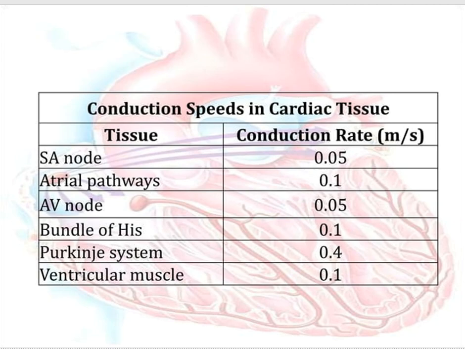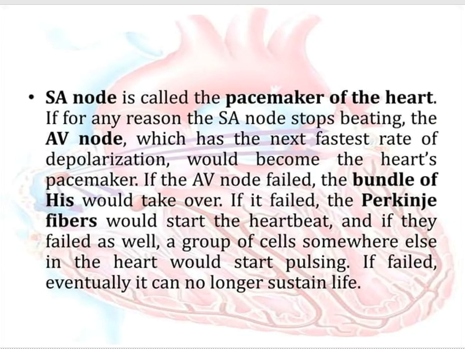Okay. So as I've told you, SA node is the natural pacemaker of the heart. Whenever the SA node fails, AV node comes into action over here, just to sustain the life of the patient. Eventually, if both the SA node and AV node fail, the patient will no longer be alive, because the heart is a vital organ, as I have said.